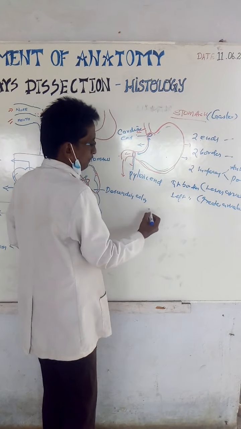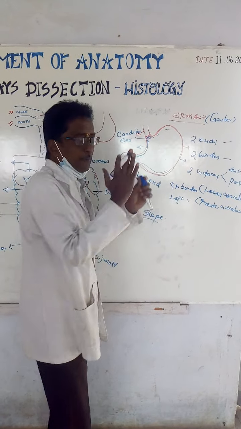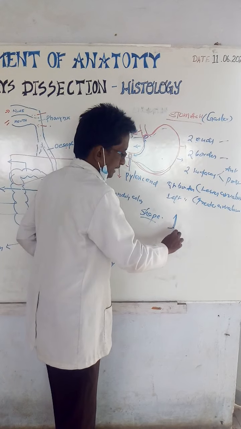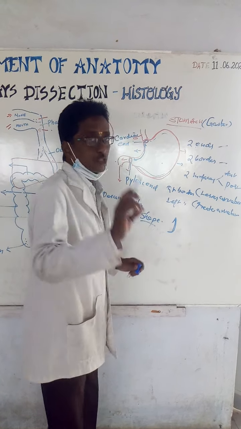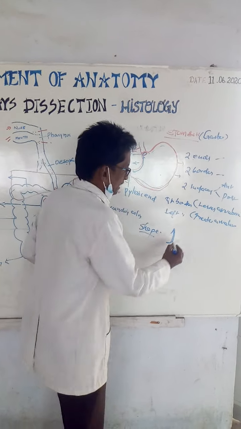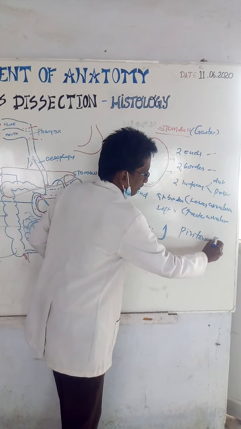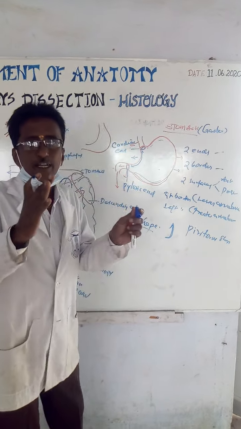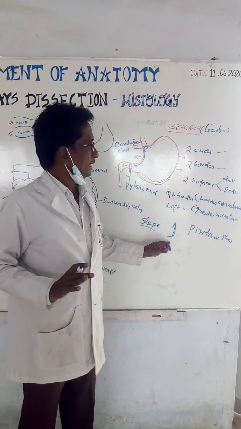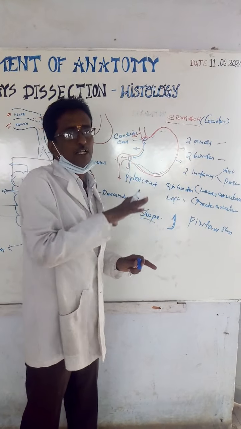What is the shape of the stomach? When the stomach is empty, it is called J shape. It is a J shape organ. If the stomach is full, it is called piriform shape. If it is empty, it is J shape. Then these are the general features of the stomach.